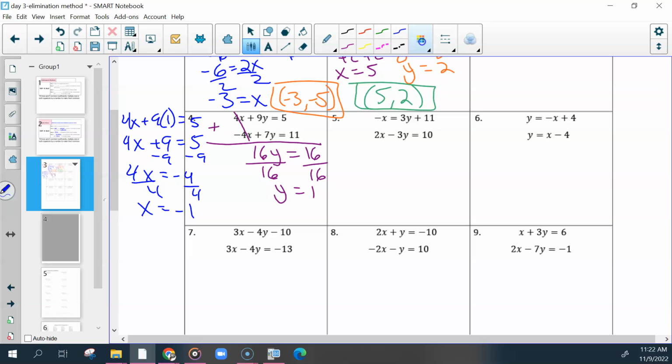So then what would our final answer be? It's an ordered pair. What should it be? So then, I did see your hand. Negative 1. Negative 1, 1. As long as you remember to put your x first and then your y, you're good.